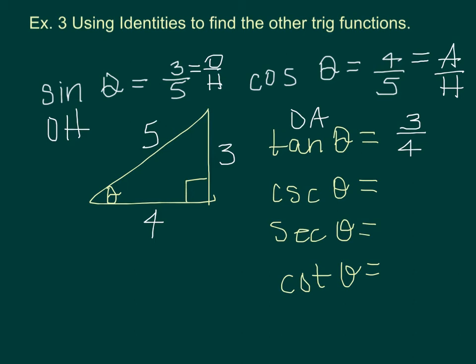Cosecant is the reciprocal of sine. So all you have to do is look at sine's ratio and do the reciprocal. Secant is the reciprocal of cosine. So look at cosine's ratio and do the reciprocal. Cotangent is the reciprocal of tangent. Look at tangent's ratio and do the reciprocal. And now you found all the functions.